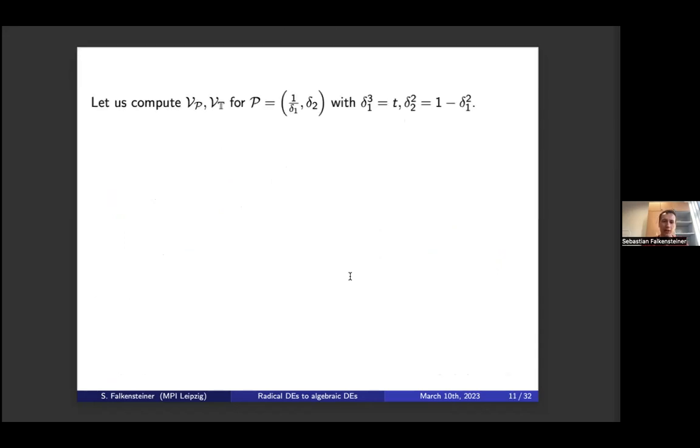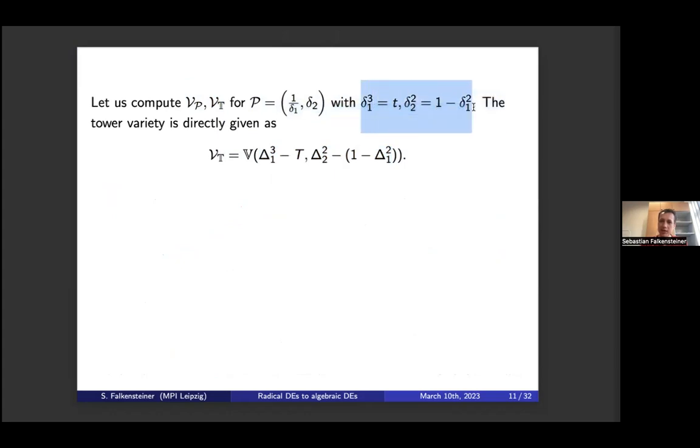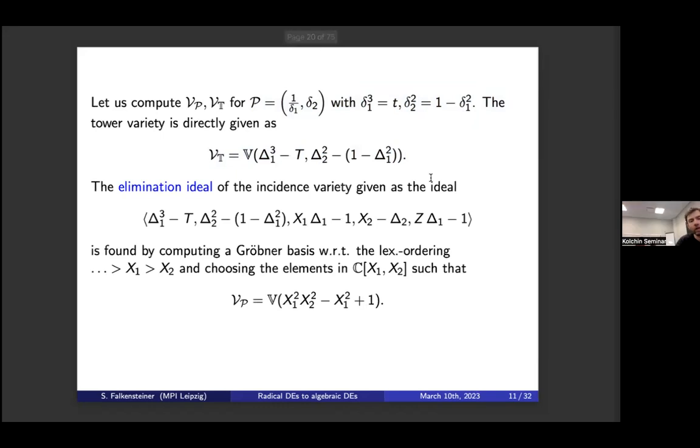So coming back to the example from before, if we have given this radical parametrization over this tower, we want to compute the tower variety and the radical variety. So the tower variety, this is easy. We just take these equations here, defining the tower, and take the zero set of it. That's the Tau variety.